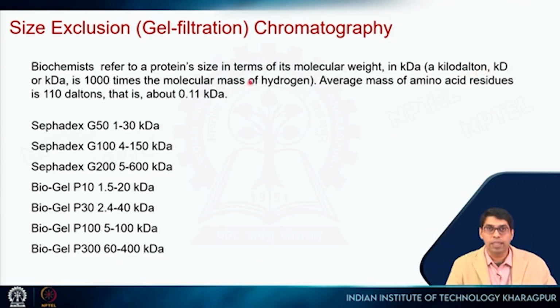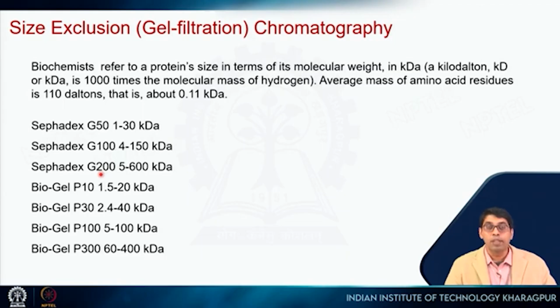So, we write it as Kd or Kda, okay. These are different columns that are typically used, and you can see that these columns will have ratings like this, which means that they can separate molecules in this range. So, smaller proteins can be separated using this column, whereas medium sized proteins can be separated by this column, and larger proteins can be separated by these columns, right.